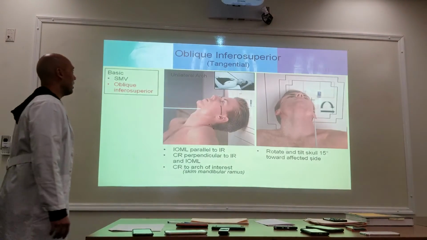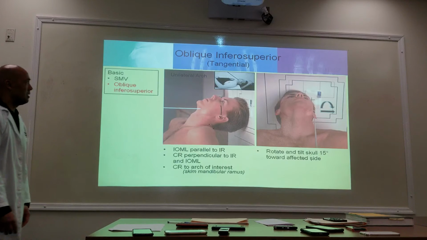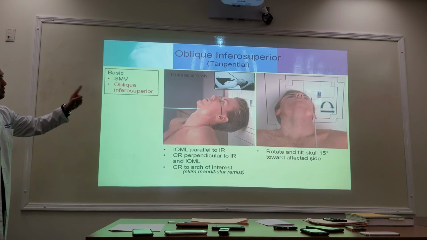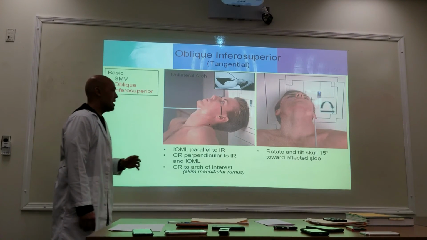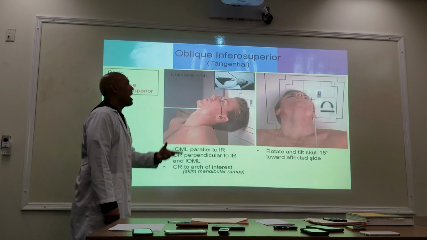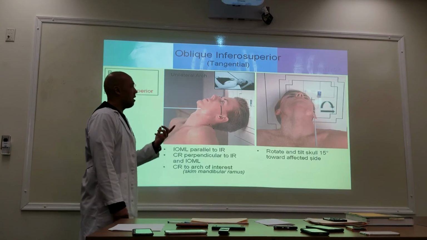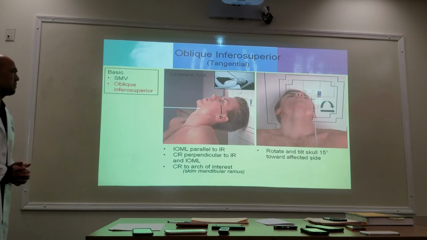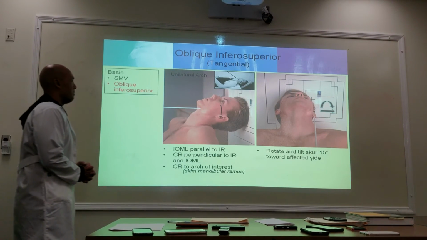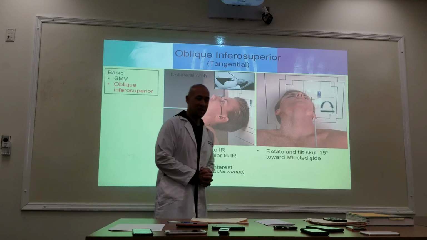Okay, this is the oblique inferior superior. This is if you're just evaluating one of the arches. So the position is the same, in which you have them put their head all the way back with the top of their head on the image receptor. But this is where the challenge is.